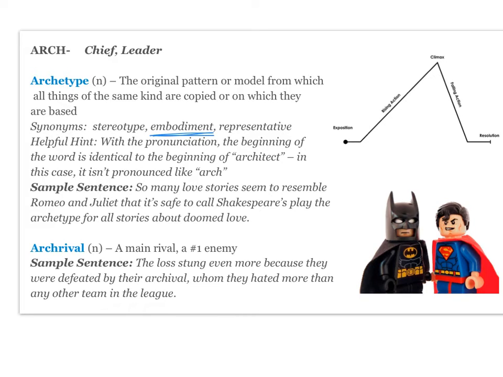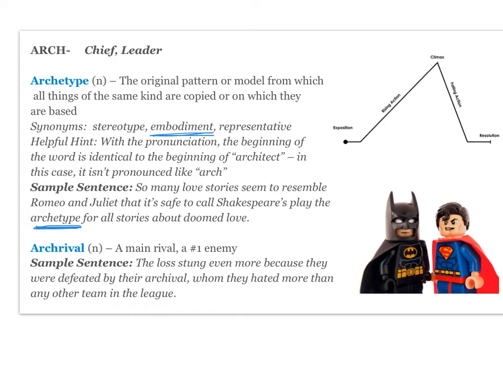Your helpful hint: with the pronunciation, the beginning of the word is identical to the beginning of architect. In this case, it isn't pronounced like arch, so it is archetype. Your sample sentence is, so many love stories seem to resemble Romeo and Juliet that it's safe to call Shakespeare's play the archetype for all stories about doomed love.